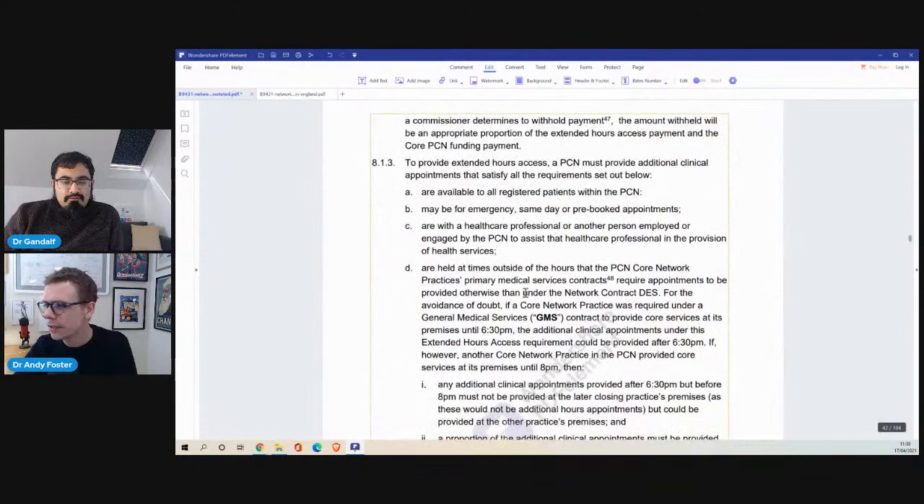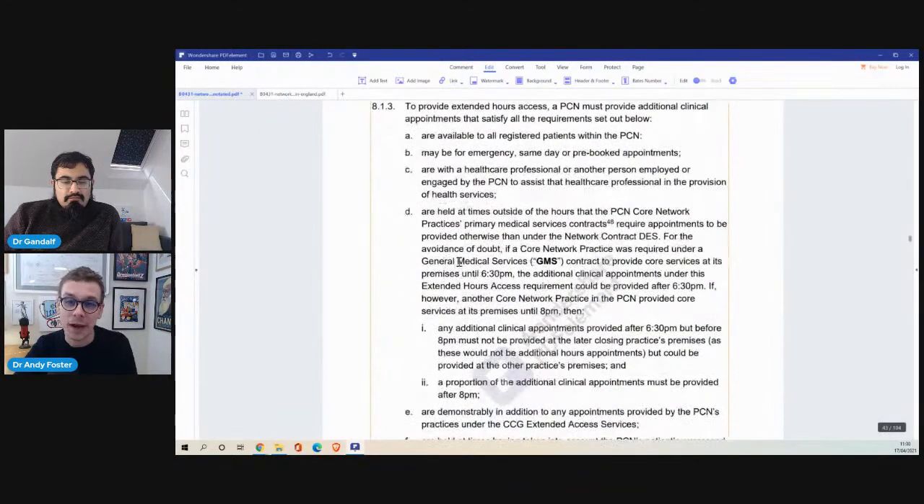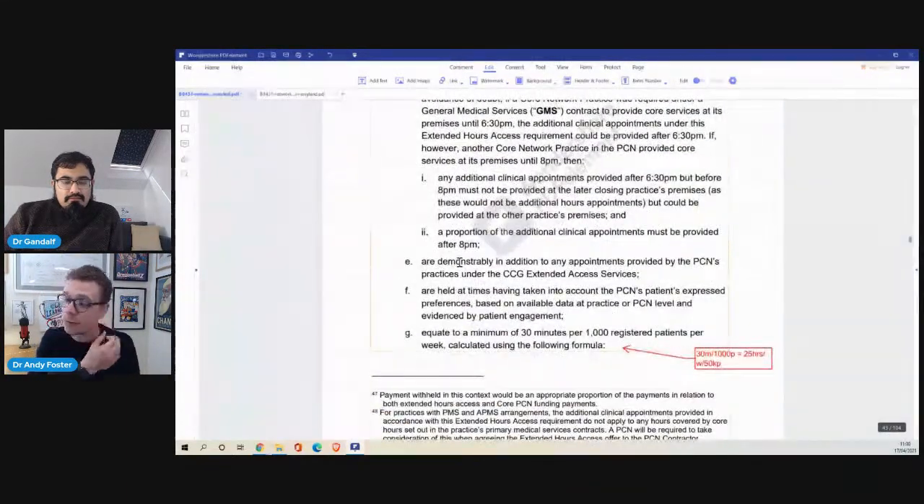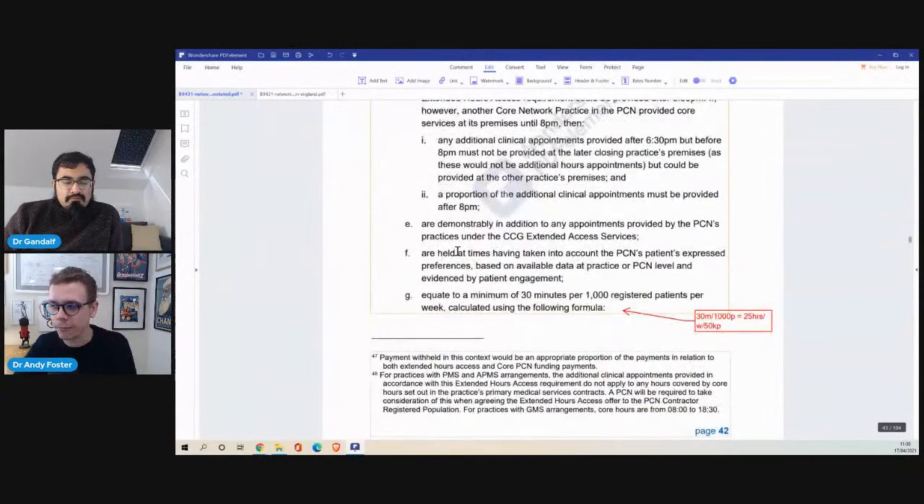Just moving through, this is the section talking about extended access and extended hours. We were just reminding people that the requirement for extended access is 30 minutes per 1,000 patients per week. So for a typical 50,000 patient primary care network, that's about 25 hours a week, occurring outside normal opening hours.